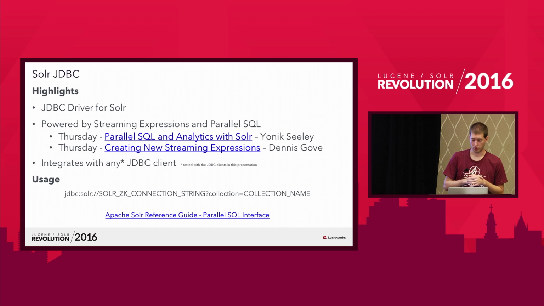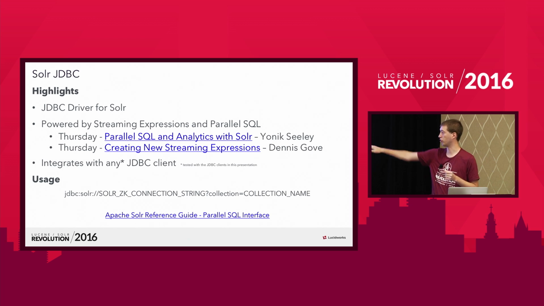The usage is pretty straightforward. The JDBC prefix is jdbc:solr:// and this here needs to be a SolrCloud instance right now. Hopefully that'll improve in a little bit. You take your Solr ZK connection string and the collection. There's more options you can pass to this, but I'm going to refer to the reference guide for that because it really doesn't add anything to this presentation.